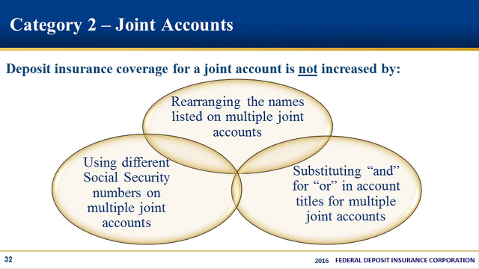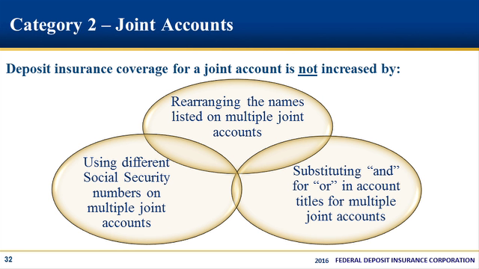Please note that the deposit insurance coverage for this category of ownership is not, and I repeat not, increased by doing the following. First, rearranging the names listed on the deposit account does not increase coverage. As an example, let's say we have 2 owners of a joint account, John and Mary. An account titled John and Mary is not insured any differently than the account opened Mary and John. So switching the order of these 2 names in the title of the account is irrelevant.